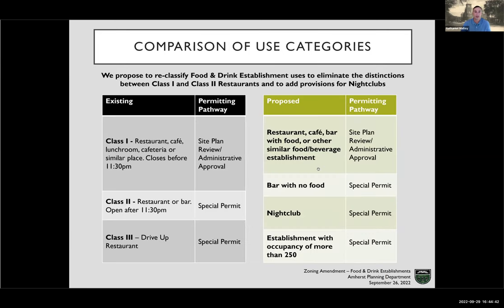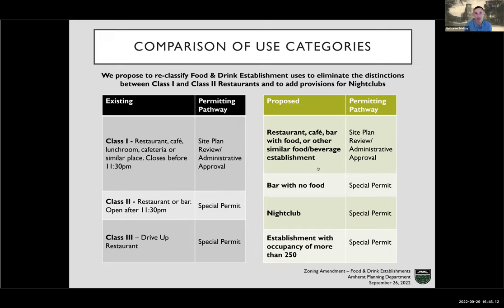And this is a comparison of how it's approved now and what we're proposing. So right now there's three classifications. There's class one, class two, and class three. And basically we just say it's a class one restaurant. You say it's a cafe, lunchroom, or cafeteria. What distinguishes that from a class two is the hours of operation. So class two is open later. It also serves alcohol later. And so that's a special permit for class two.